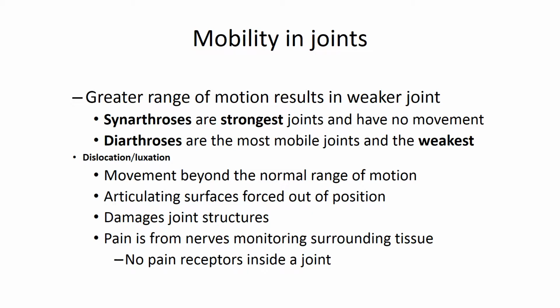And this is when reinforcing structures cannot protect a joint from extreme stress. The articulating surfaces may be forced out of position. The displacement may damage the articular cartilage, tear ligaments, or distort the joint capsule. Although the inside of a joint has no pain receptors, nerves that monitor the capsule, ligaments, and tendons are quite sensitive, so dislocations are very painful. A partial dislocation is called a subluxation.